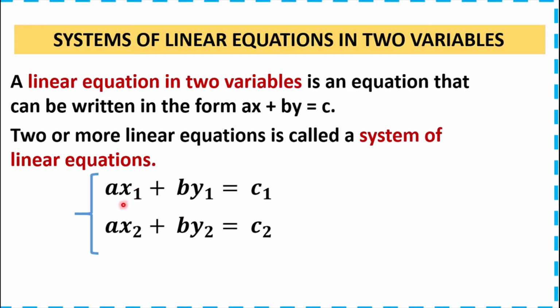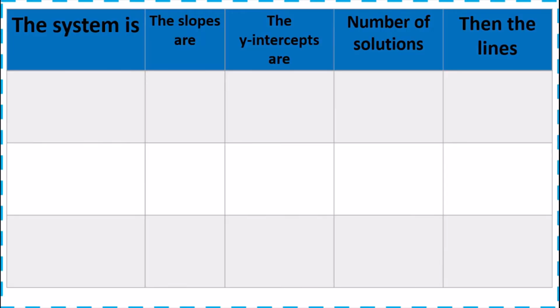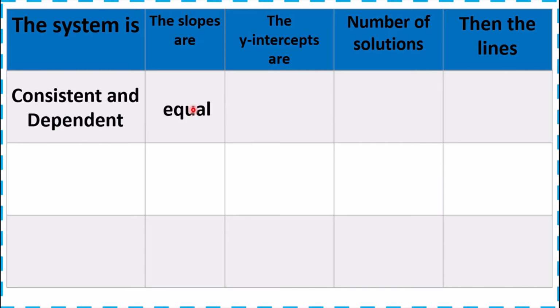So, first equation we have ax sub 1 plus by sub 1 is equal to c sub 1. Then, second is ax sub 2 plus by sub 2 is equal to c sub 2. Okay. So, the system is consistent and dependent system. If the system is consistent and dependent, the slopes are equal, the y-intercepts are equal, number of solutions, many or infinite solutions, then the lines coincide.